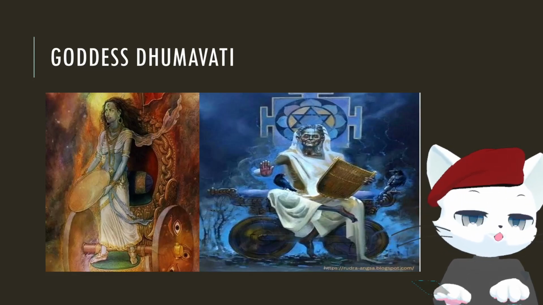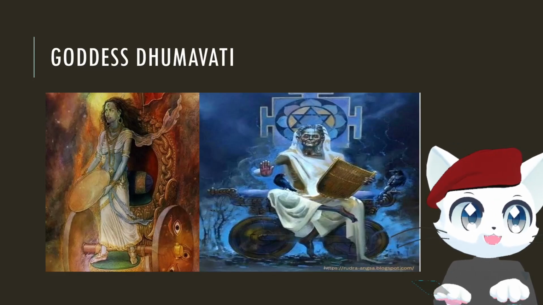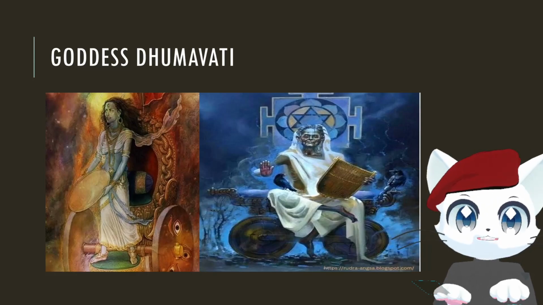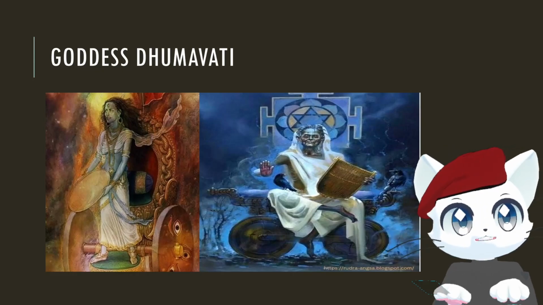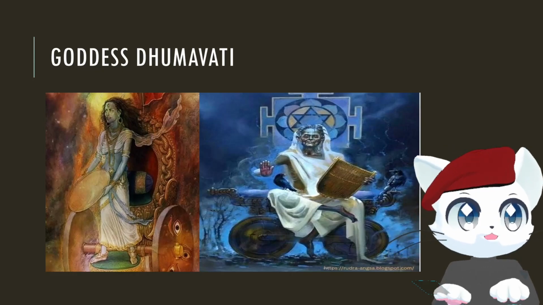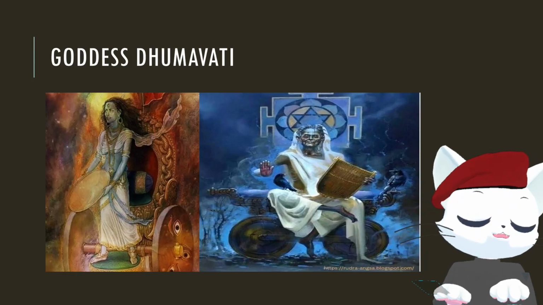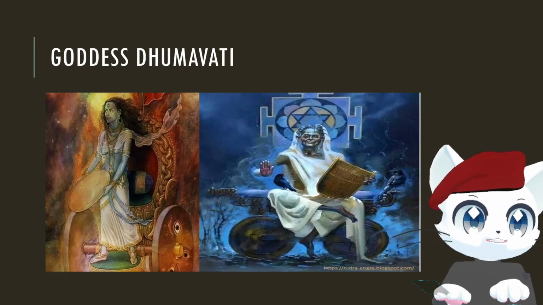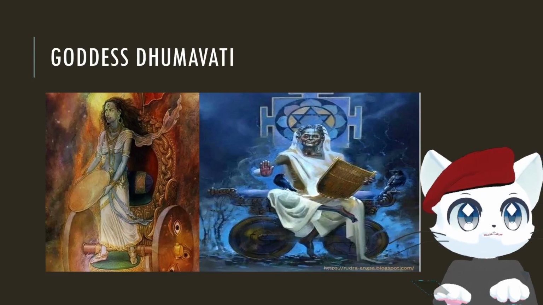Dhumavati very literally just means smoke, and apparently she's usually a smoky brown. I'm not 100% sure what smoky brown means. Smoky blue I kind of get, but smoky brown I don't know if I've seen. And when I looked at pictures of this goddess, like a lot of these goddesses, her color is all over the place. Sometimes she is very dark, sometimes she is very light, sometimes she just looks like a regular lady, other times she looks scary.